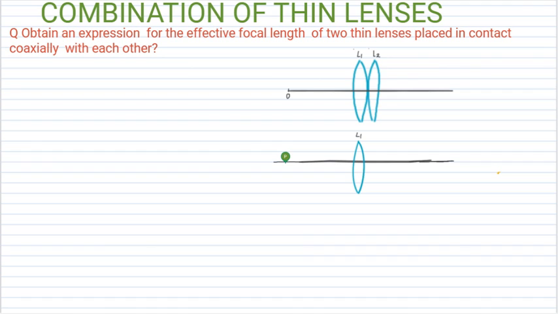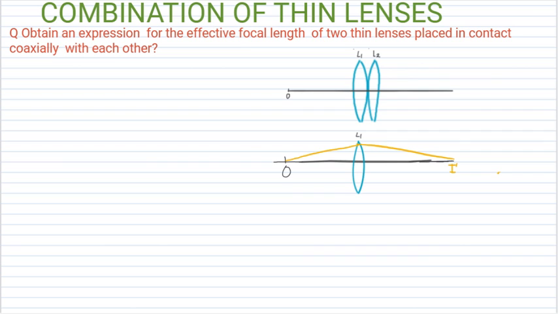Now consider the point object in the absence of your lens L2. Now a ray starts from this point O. It strikes the surface. And then what happens to this light? This light undergoes refraction and forms a final image at I dash. This is how your lens L1 works.